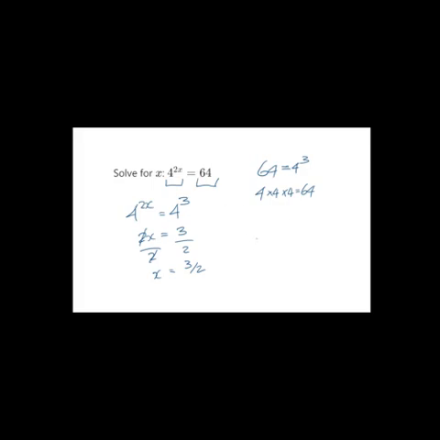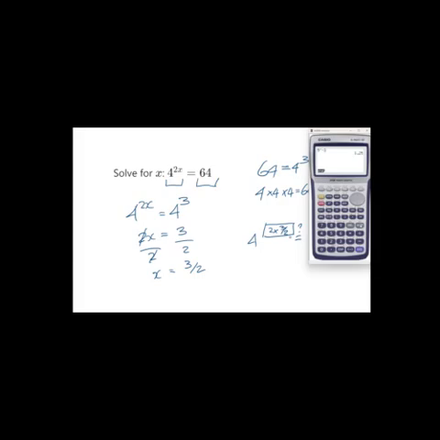So in other words, let's test it out. Is 4 to the power of 2 times 3 over 2 equal to 64? Let's grab the calculator. 4 to the power, I'm going to put in brackets, 2 times 1.5, 3 over 2 is 1.5. Yep, 64.